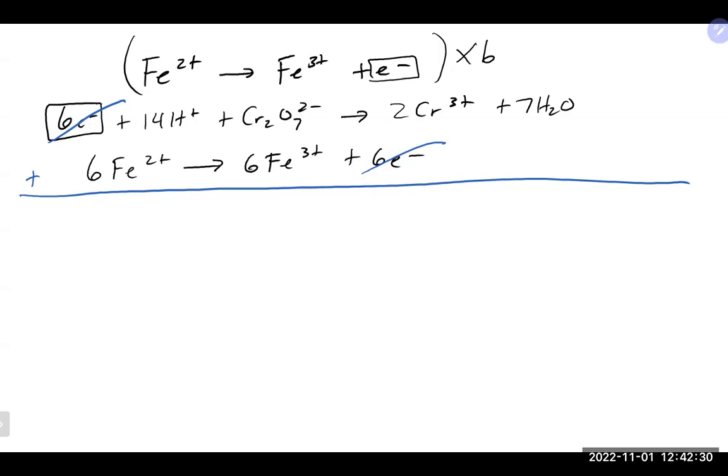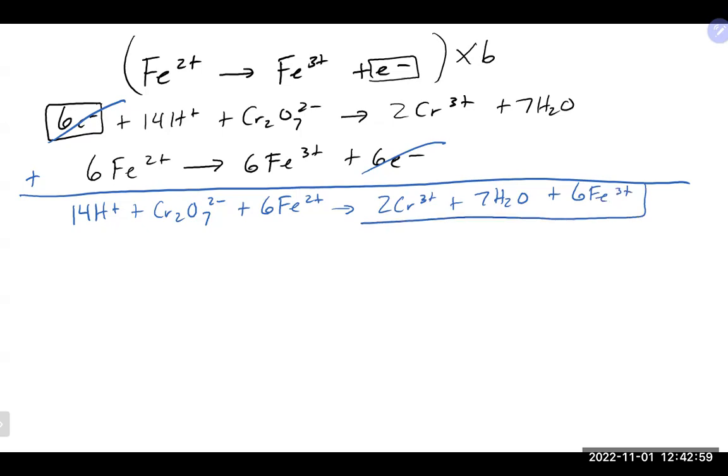At this point, everybody on the left-hand side of the arrows stays on the left, and everybody on the right-hand side stays on the right-hand side. This gives me 14 H+ plus Cr2O7 2- plus 6 Fe2+ gives me 2 Cr3+, 7 waters, and 6 Fe3+ here. If I did everything correct here, this should be the balanced redox reaction in acidic conditions.